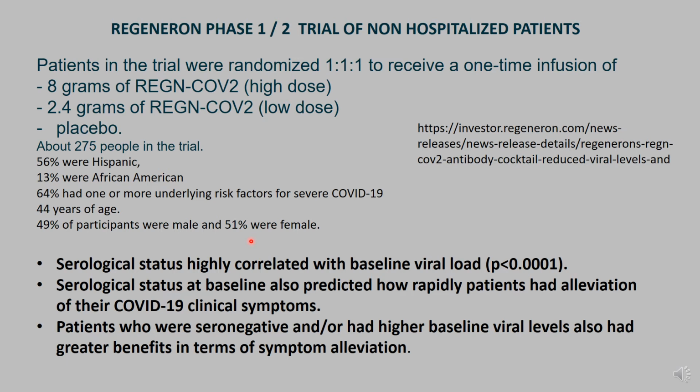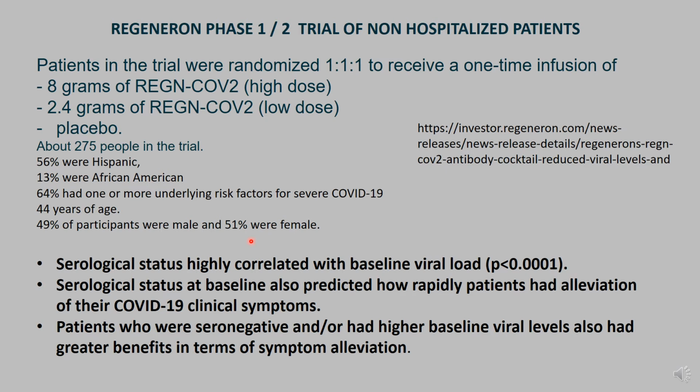So in this trial, basically, people who had mild symptoms, who had viral loads that were detected by nasopharyngeal swabs, were enrolled in the study. They measured viral loads. They looked at serological status and then compared to see, does the antibody have any effect in reducing the amount of virus using these swabs. So the serological status highly correlated with baseline viral load.